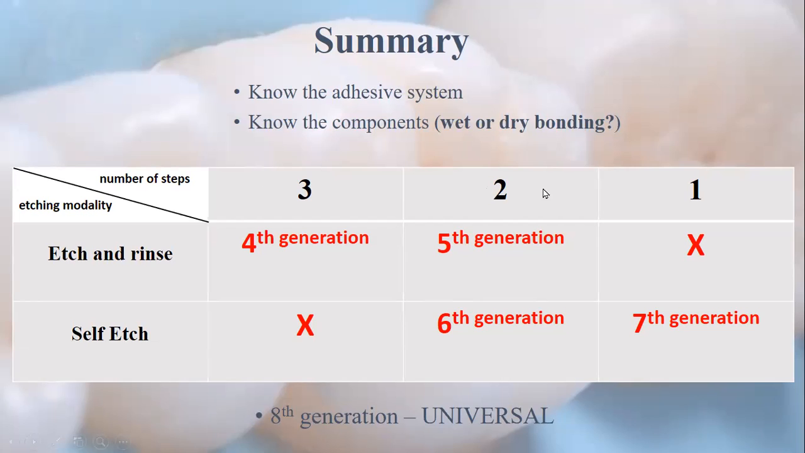That is 2 steps. And then here I put in X, because if you think about it, we can't have 1 step when it's etch and rinse. Because if it's etch and rinse, it means the etch is separate. So once you have the etch as a separate entity on its own, it means you have more than 1 step. So we have nothing here. And then moving on into the second row, if you have 3-step self-etch, it's not possible, because when we're saying 3 steps, we're saying there has to be etch, prime, and bond. And if it's self-etch, we're saying the etch has been combined into one of the others. So that being the case, we can't have 3 steps as self-etch, so we put in X here.